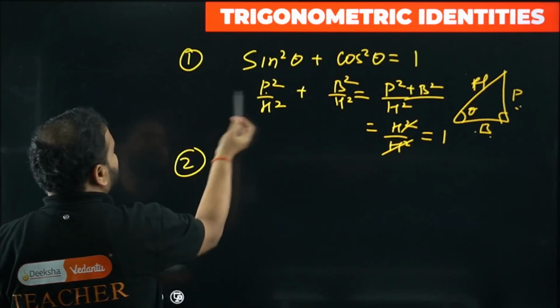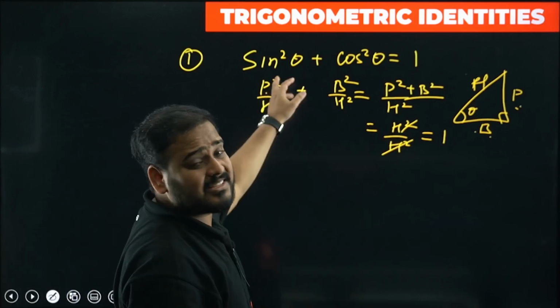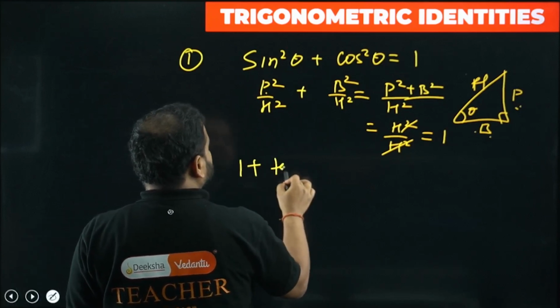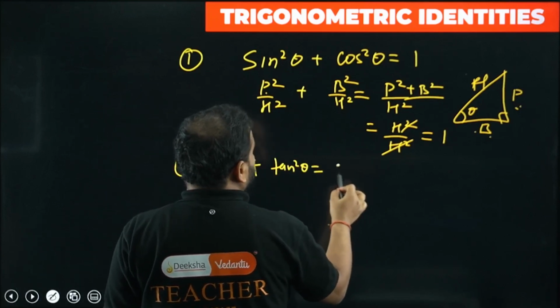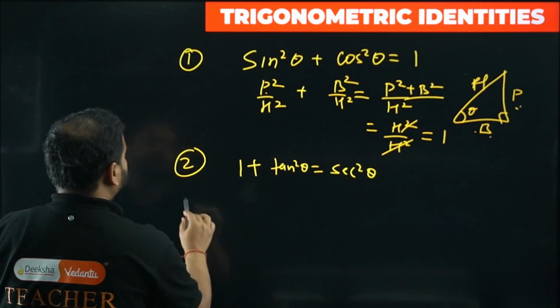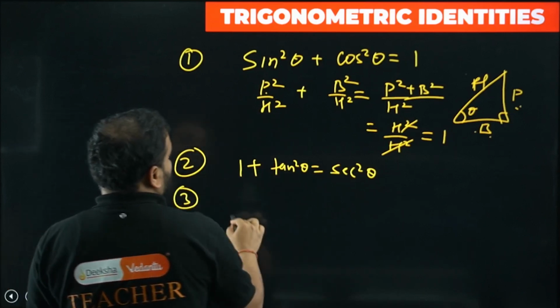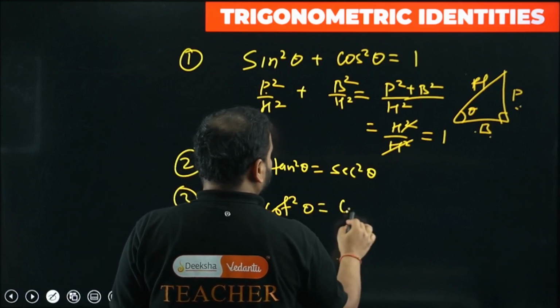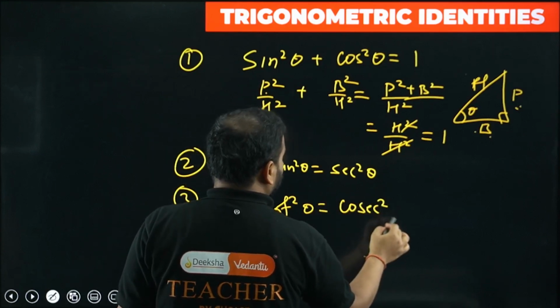Second one you can solve using the ratios again, or using sine square and cos square. Please check. So 1 plus tan square theta equals sec square theta. These two are the most used identities. Third one, 1 plus cot square theta equals cosec square theta.